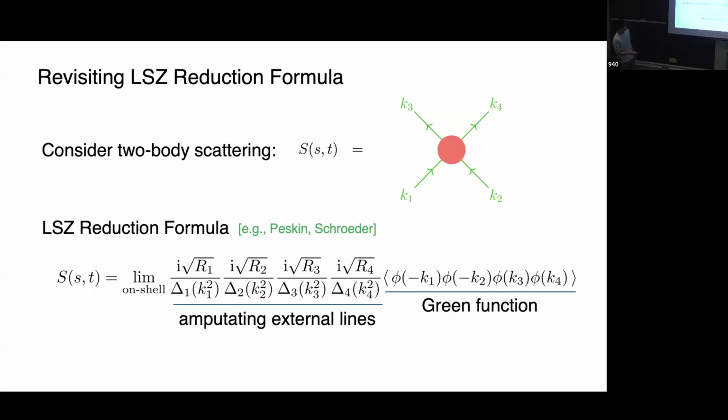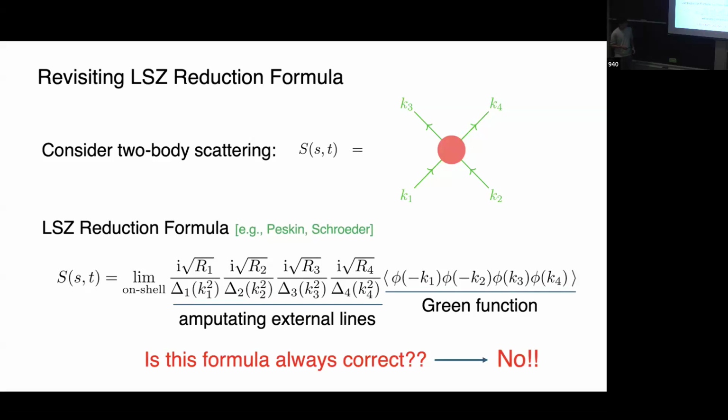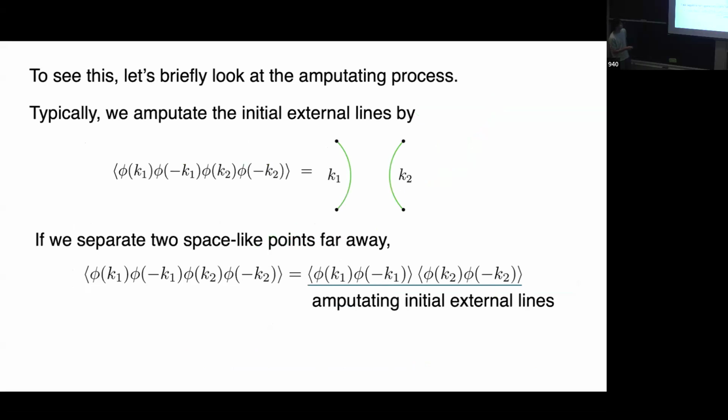So this is the Green's function, the four-point function, and to amputate these external lines, we introduce this kind of factors depending on the momentum. But I want to ask, is this formula always correct? And the answer is no. So this is very crucial. To see this, let's briefly look at the amputating process, namely the normalization process.